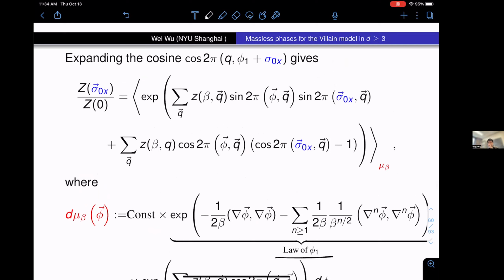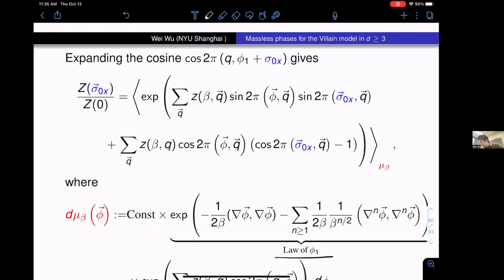Now, it looks kind of forbidding in the beginning, because we're starting with the 2-point function for the Villain model, and we end up with these huge expectations.